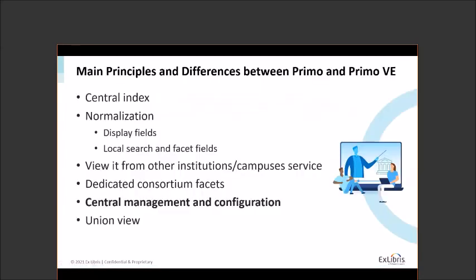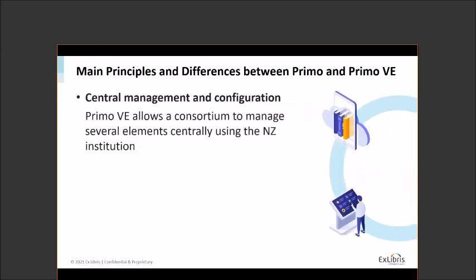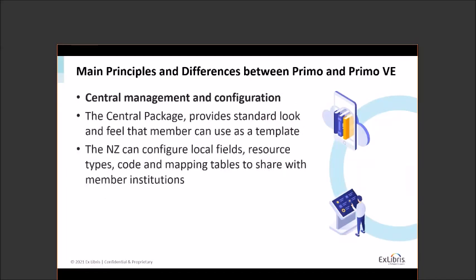Next in line is the central management and configuration difference. Primo VE allows a consortium to manage several elements centrally using the network zone institution and to distribute them to member institutions. The central package, which is managed in the network zone, provides a standard look and feel that member institutions can use either as is without further customizations, or as a template to make modifications specific to their institution.